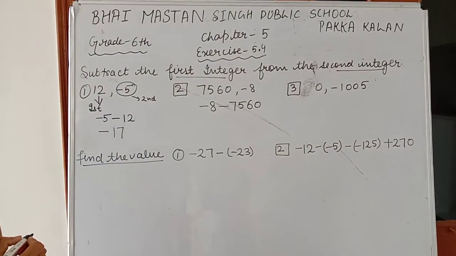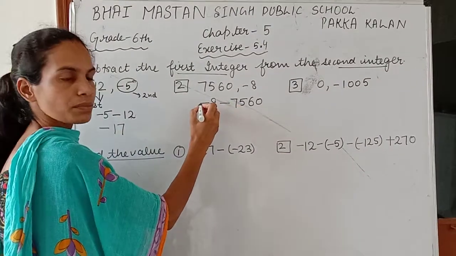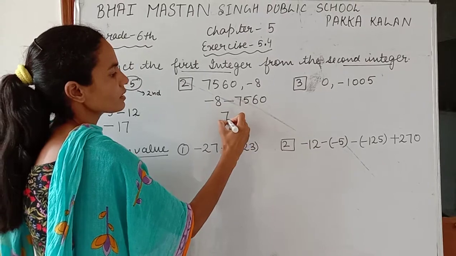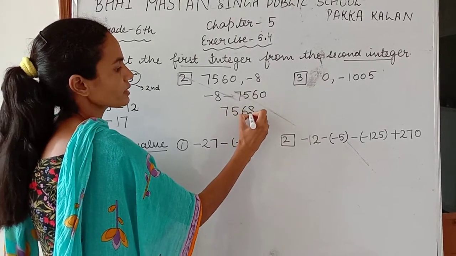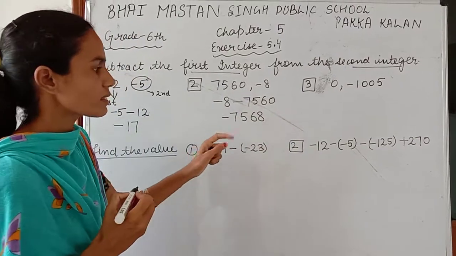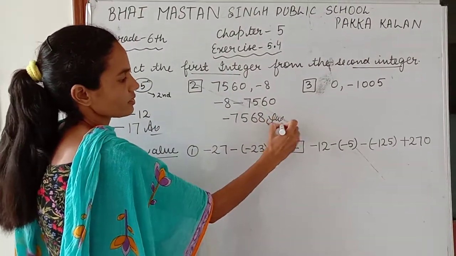Is it okay? Minus minus plus, it means we add these numbers. So this is 7560. These are negative both, so the answer is also negative. This is your answer.